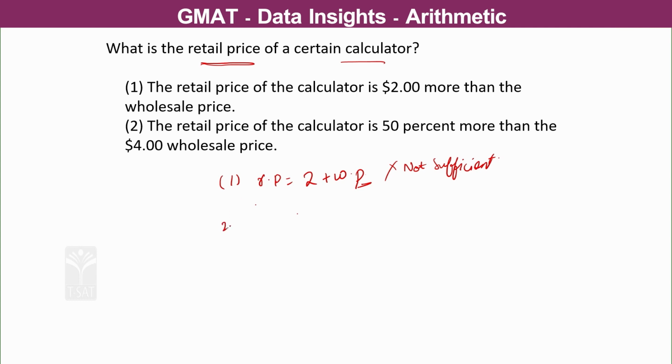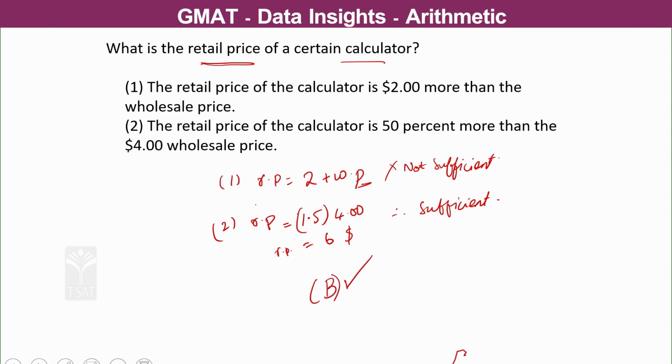Let us look at the second statement. Second statement tells us that the retail price is 50% more than the $4 wholesale price. So, 50% more will be 1.5 times the wholesale price, which they are telling us is $4. So, 1.5 times 4 will be equal to 6. So, we know that retail price is equal to 6. Therefore, this is sufficient to answer the given question. So, answer comes out as option B, where statement 2 alone is sufficient to answer the question, but statement 1 alone is not sufficient to answer the question.